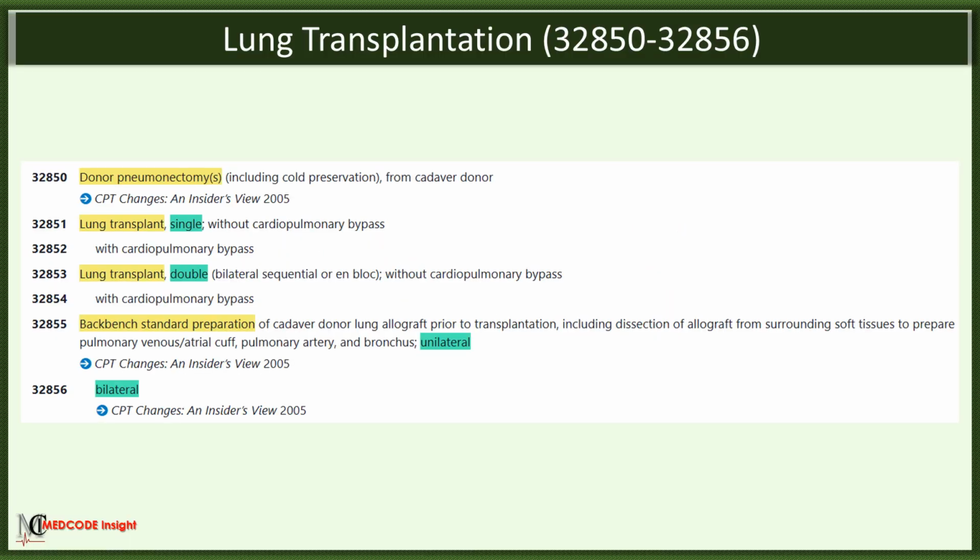Lung transplantation involves three distinct components of physician work: cadaver donor pneumonectomies, back bench work, and recipient lung allotransplantation. Always remember that for the removal of single or double lung, there is a single code 32850. However, for back bench work or lung transplants, there are separate codes for single or double lung procedures.